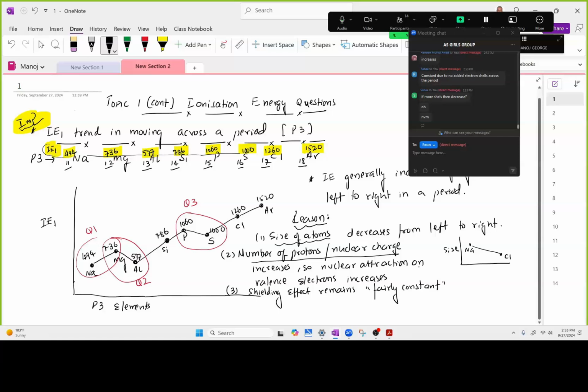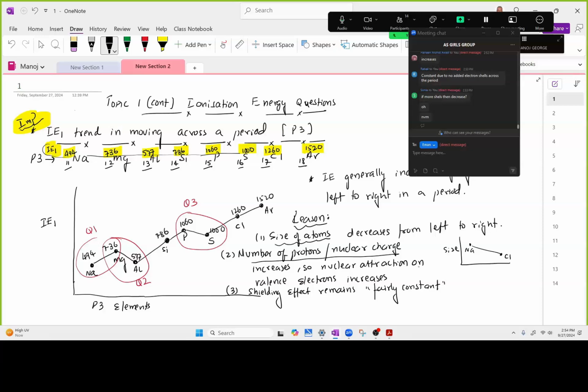When I use the words fairly constant, that is because if you remember the magnesium and aluminium case, check your notes, question number 2, I said aluminium has more shielding effect than magnesium. But apart from that, nobody else has that situation. Everyone has the same number of subshells, so they all have the same shielding effect. This question comes so many times in paper 1, paper 2.